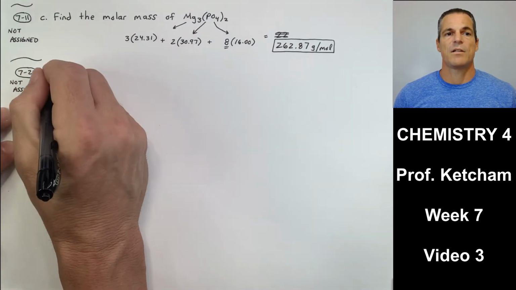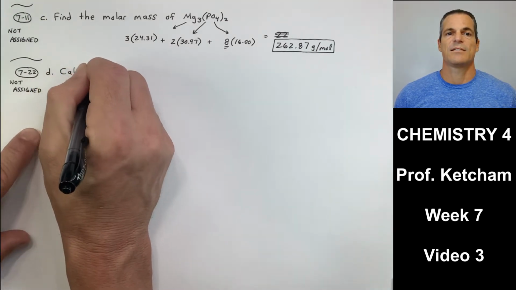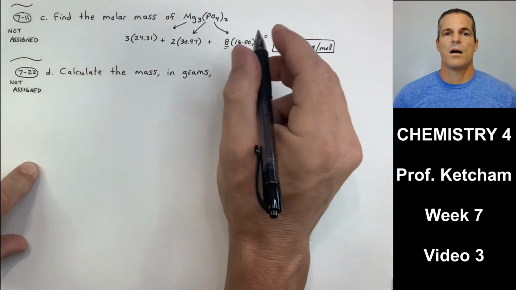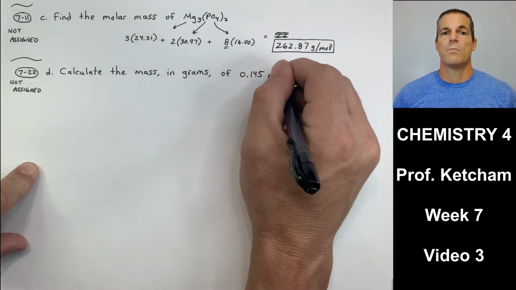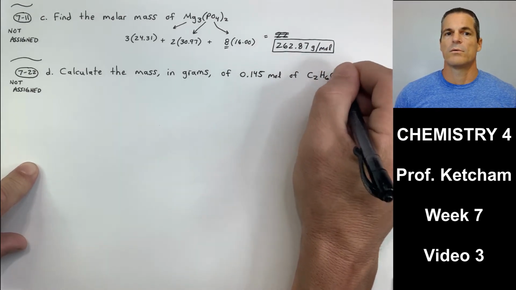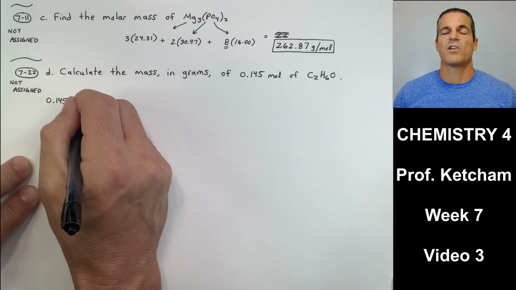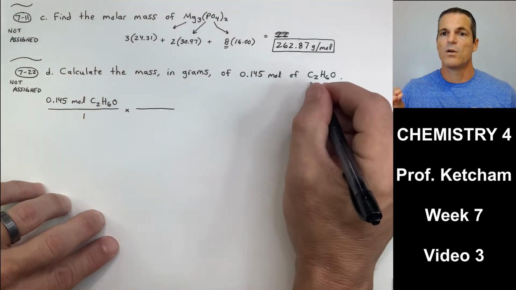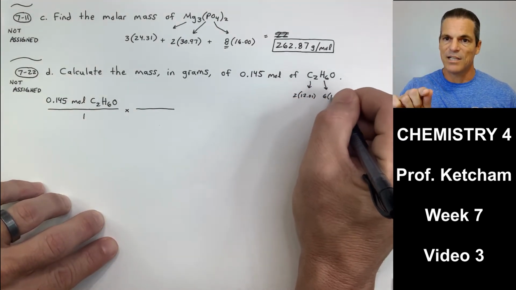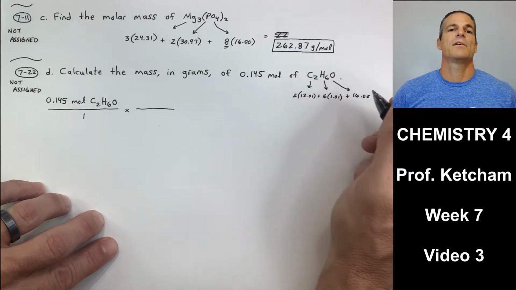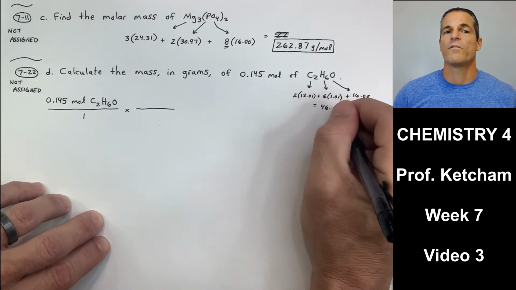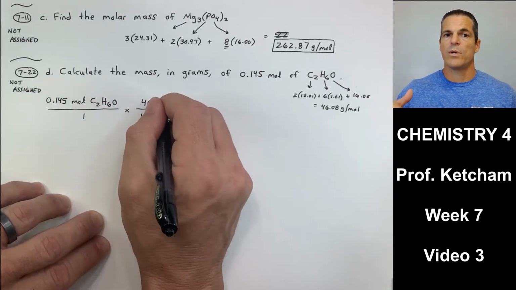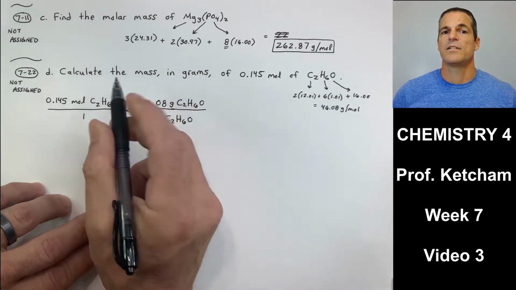So this is chapter 7, number 22. D says, calculate the mass in grams of 0.145 moles of C2H6O. So I need to go from moles, that's my start with what I'm given, put it over 1, moles to grams. To go from moles to grams or grams to moles of the same substance, we use the periodic table. So I start with what I'm given, put it over 1, 0.145 moles C2H6O. Now for every 1 mole on the bottom, we have 46.08 grams C2H6O on the top.